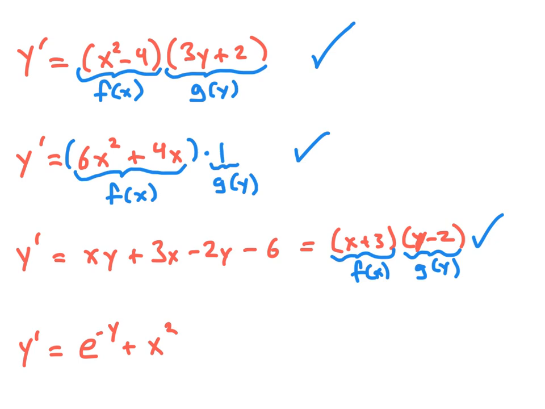The last one, y prime equals e to the negative y plus x squared. We have to be a little careful here because we do have a sum of a function of x and a function of y, but not a product. And there's no algebraic way to write this as a product of a function of x and a function of y. And so this one turns out to not be separable, unlike the first 3, which all are separable.